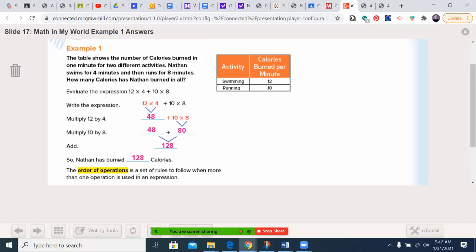So I put those two together. Plus 10 times 8 is 80. 48 plus 80 is 128. 128 calories. If I went 12 times 14, it's going to give me a different answer. And then times 8, it would be a big mess. These are grouped together and these are grouped together. They're 2 different activities. They're 2 different operations. That's why we multiply first and then add. Let's go ahead and write those numbers in.